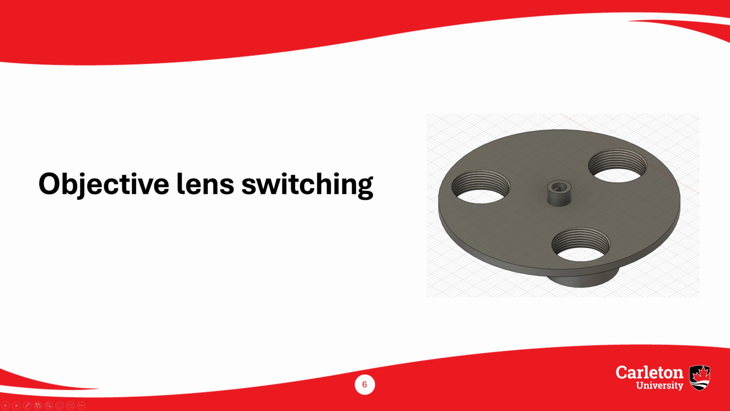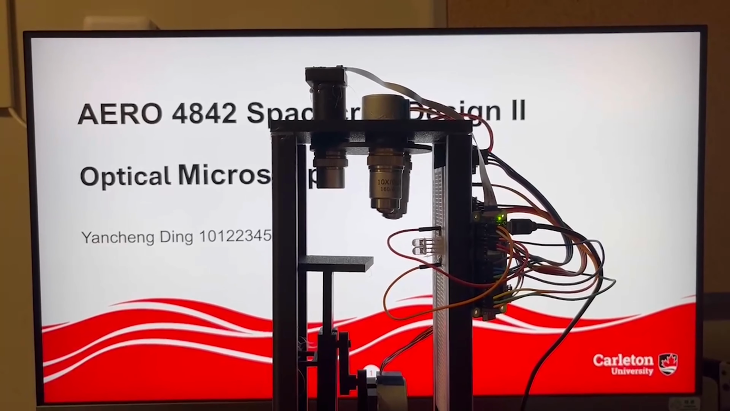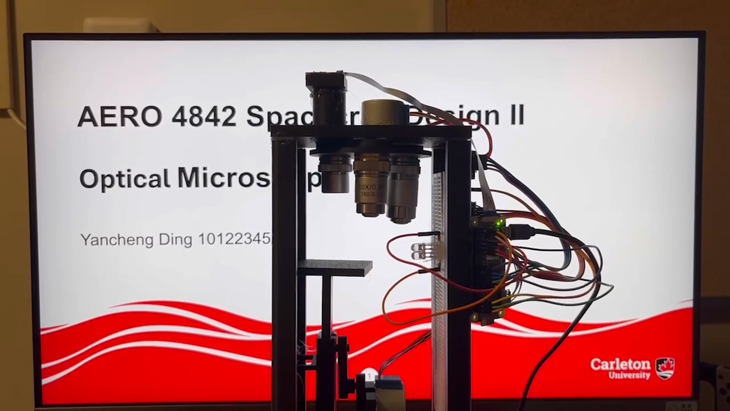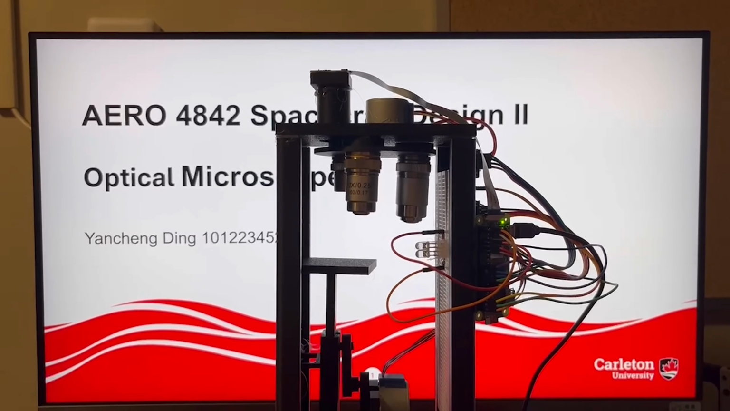And the next one is objective lens switching. As mentioned, I have 3 objective lenses, and I need to switch them automatically in my project. Therefore, as you can see, a circular plate is designed on the right. A stepper motor is connected to the middle shaft of the plate, and the objective lenses are mounted in the drilled holes. As the stepper motor works, it rotates the whole plate to switch lenses.